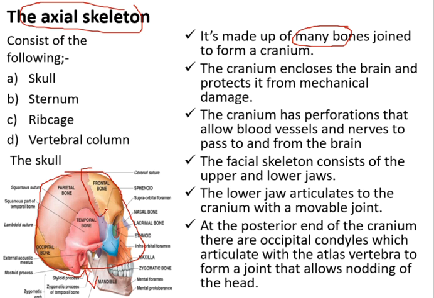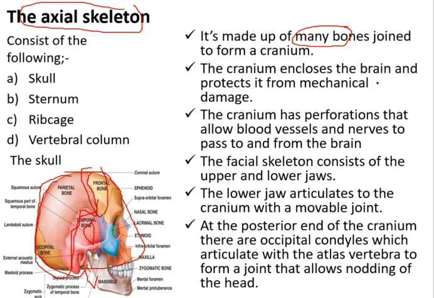You can see here we have the frontal bone, the parietal bone here, and the temporal bone, and these bones fuse together, and the point of fusion we call sutures. The sutures, for example, are found here, where these bones fuse, and we have a fixed joint, which allows passage of blood vessels and nerves. The cranium encloses the brain and protects it from mechanical damage. This cranium also has perforations that allow blood vessels and nerves to pass to and from the brain.